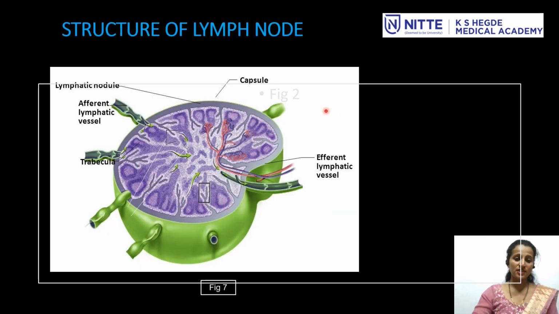Now let's discuss the structure of the lymph node in brief. The lymph nodes are oval or bean-shaped bodies that lie along the course of the lymphatic vessels. The lymph passes through a number of lymph nodes, usually 8 to 10, before reaching the larger lymphatic ducts. The size of the lymph node varies from a pinhead to a large bean and somewhat flattened.